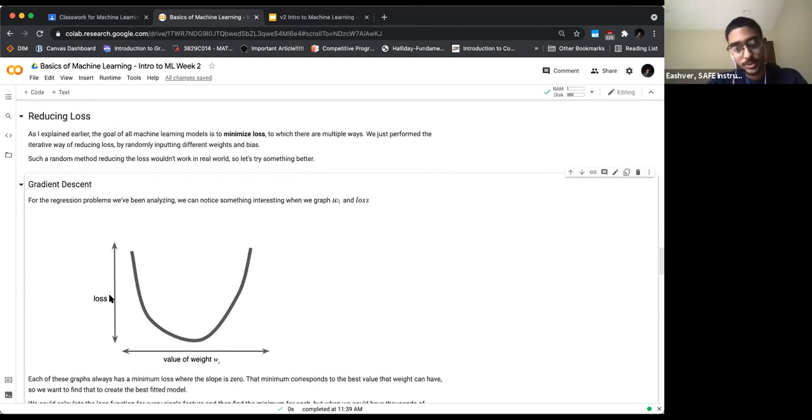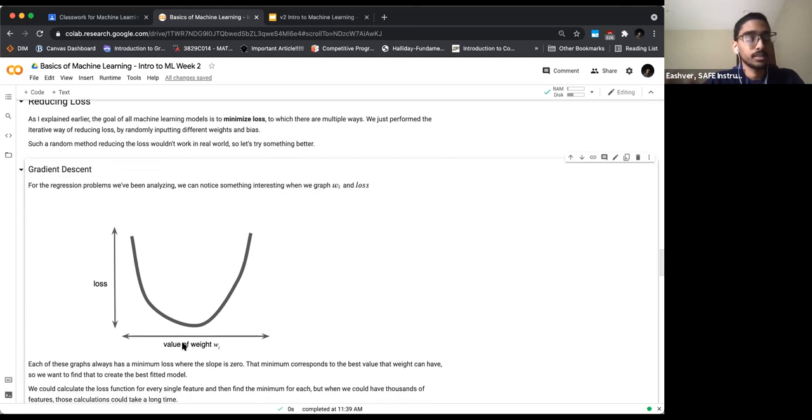And so, as we said, there's a minimum, right? And that minimum is the best value that the weight can have, since, as always, we want to minimize loss and minimize our error. And when we find that, that means we've found the best fitted model, since it is the minimized loss.